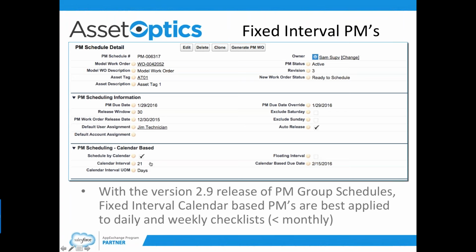So what is the applicability, and when would you use fixed interval PM schedules? It's all the PM schedules where you don't want any schedule variance. And now with the release of 2.9 and what we've done for PM group schedules, the fixed interval PM schedules really are best applied to things like daily checklists, weekly checklists, or any other fixed interval scheduling that is less than monthly in frequency.